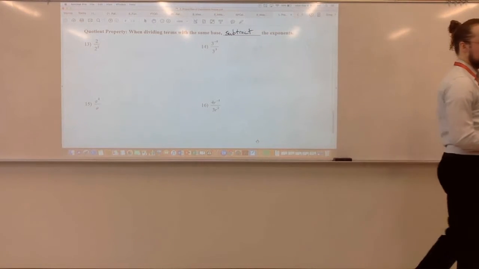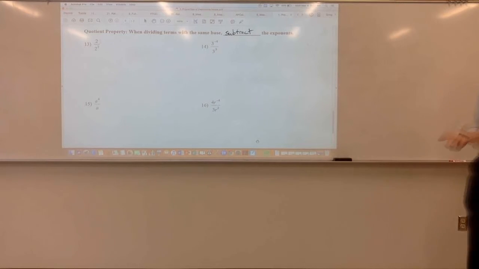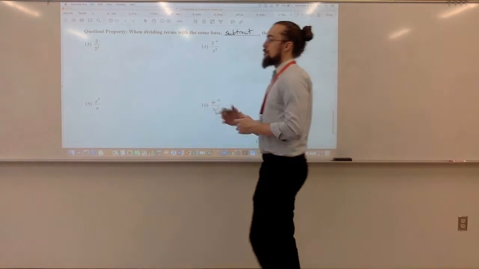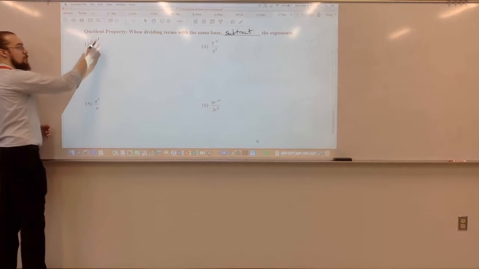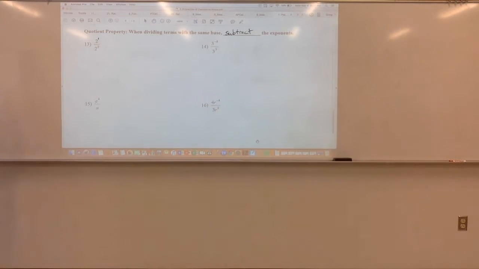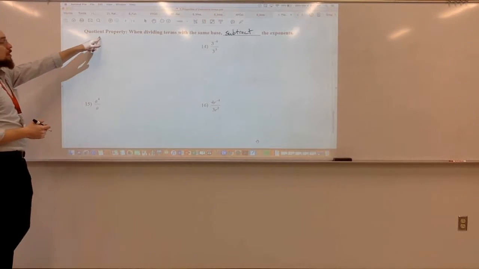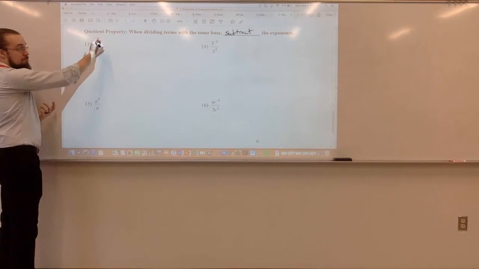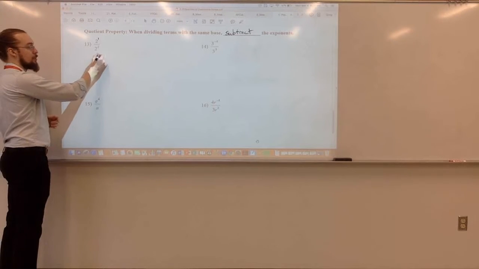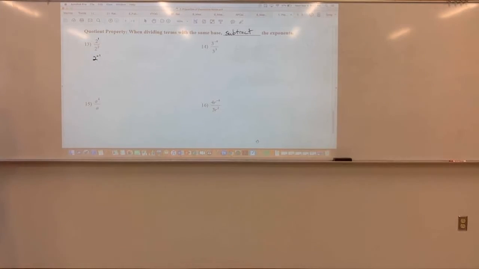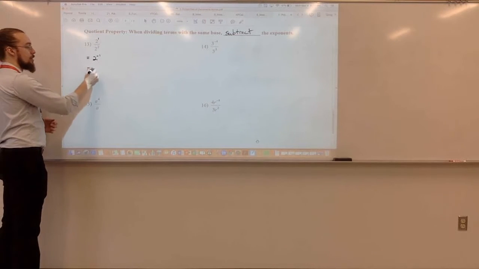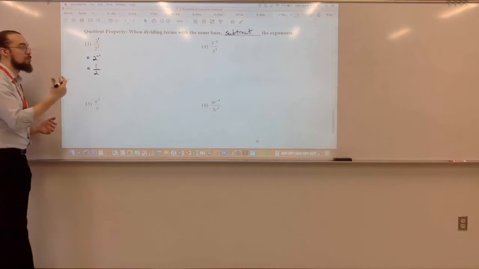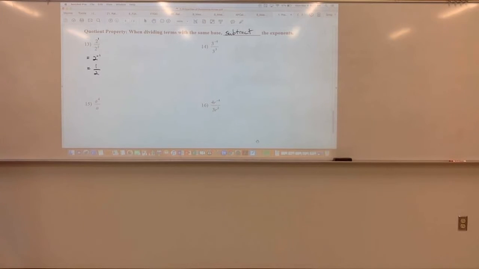Right, when dividing terms with the same base, we subtract the exponents. So, for example, on number 13 here, I've got 2 to the first over 2 to the second. If I subtract the exponents, 1 minus 2, I would get 2 to the negative first power. Well, that would be the same as 1 over 2 to the positive first.